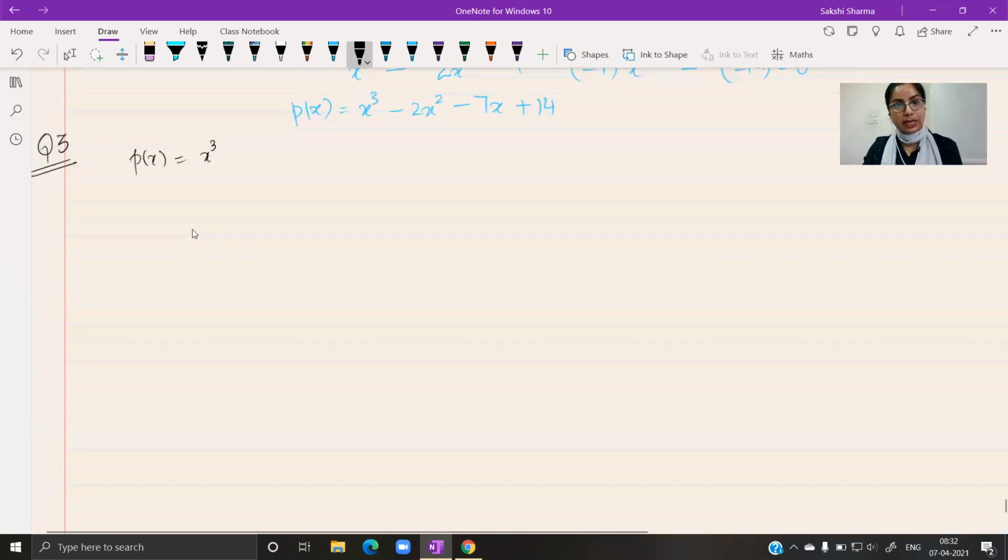Px is given as x cube minus 3x square plus x plus 1. So right here I'm comparing it with standard form.